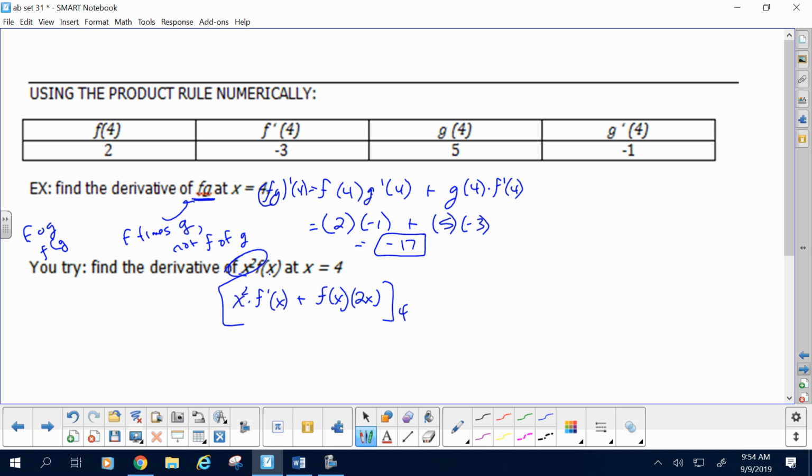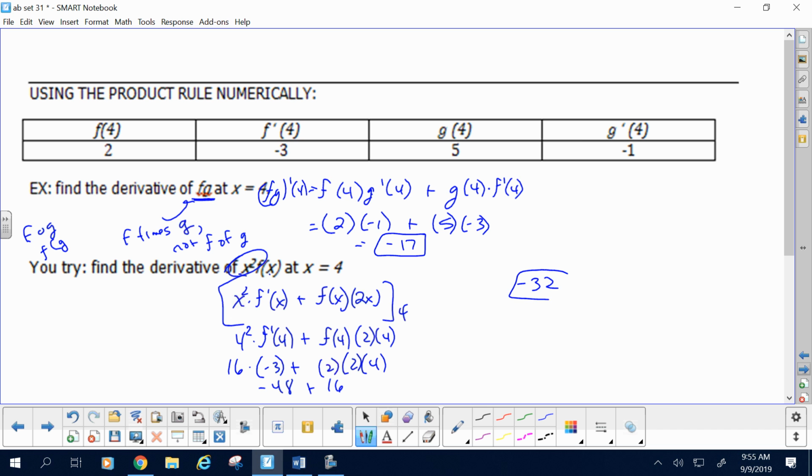And at 4, sorry, I wrote it a little differently, but that's fine. So if I then put in 4, I get 4 squared f prime at 4. This step would be optional. I just want my work to be clear. Times 2 times 4. So 4 squared can be simplified. It's 16. What's f prime at 4? -3 plus, what's f at 4? 2. And times 2 times 4. I get -48 plus 16. And so what did you get for our final answer?